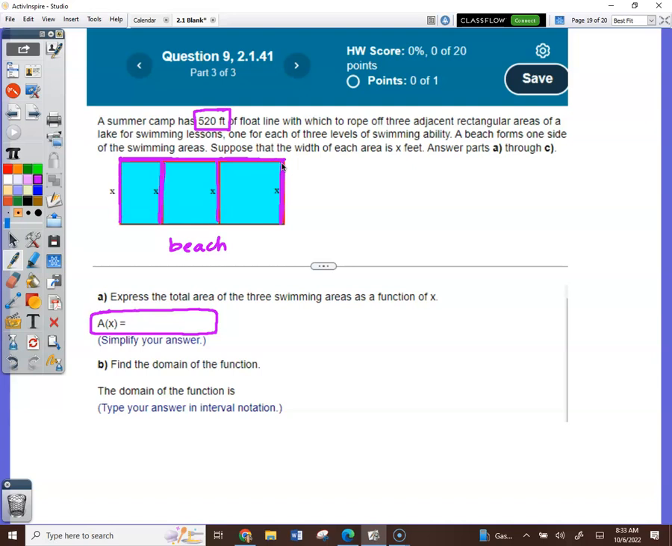Suppose that the width of each area is x feet. Answer parts A through C. Okay, A. Express the total area of the 3 swimming areas as a function of x. What shape do we have here overall? A rectangle. Hold on, I have a road here on a rectangle. We have a rectangle here. What's the formula for the area of a rectangle? L times W, right? Length times width.